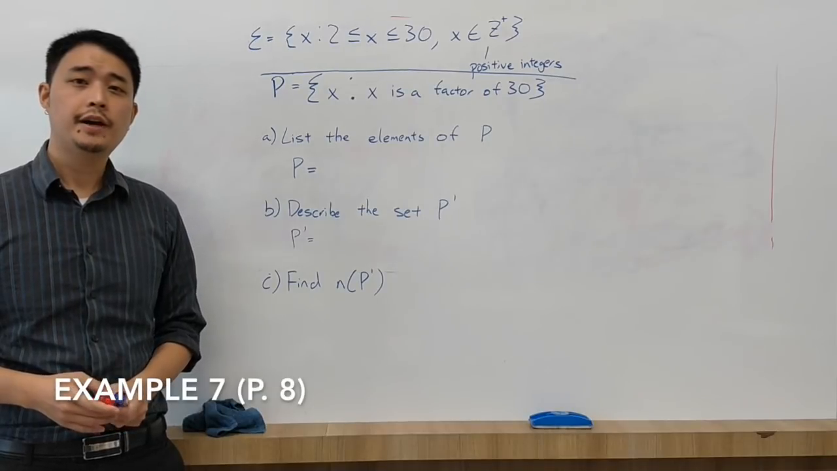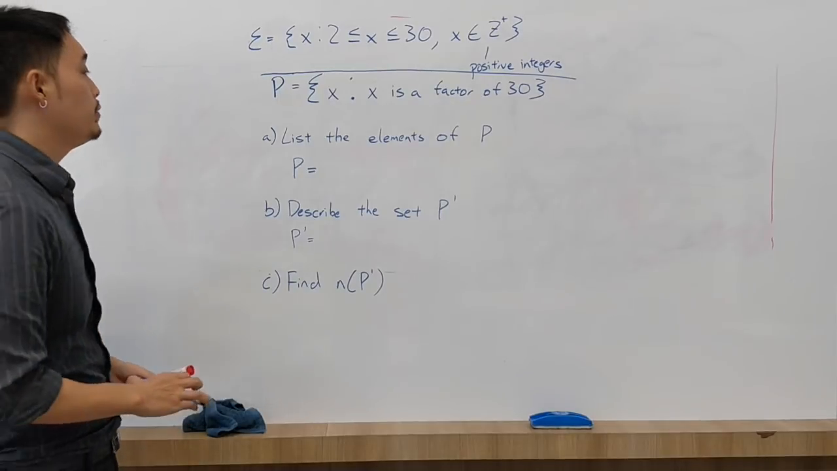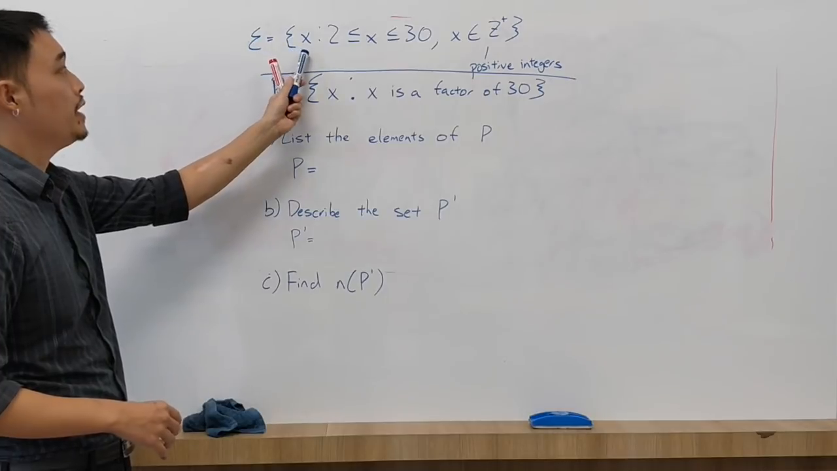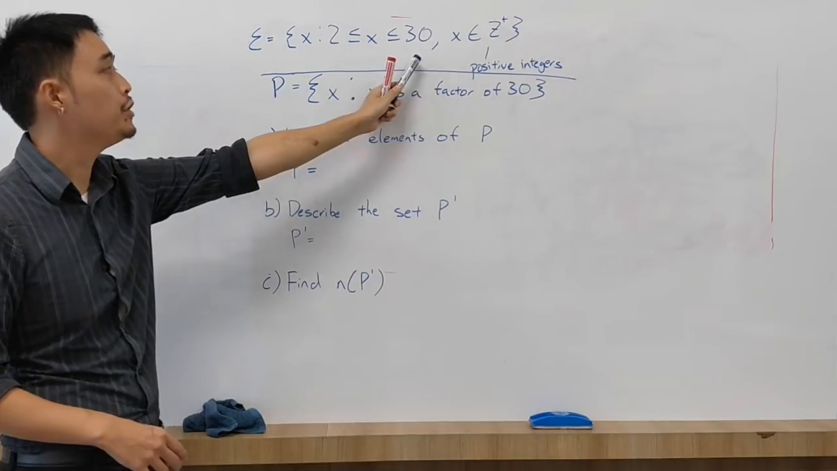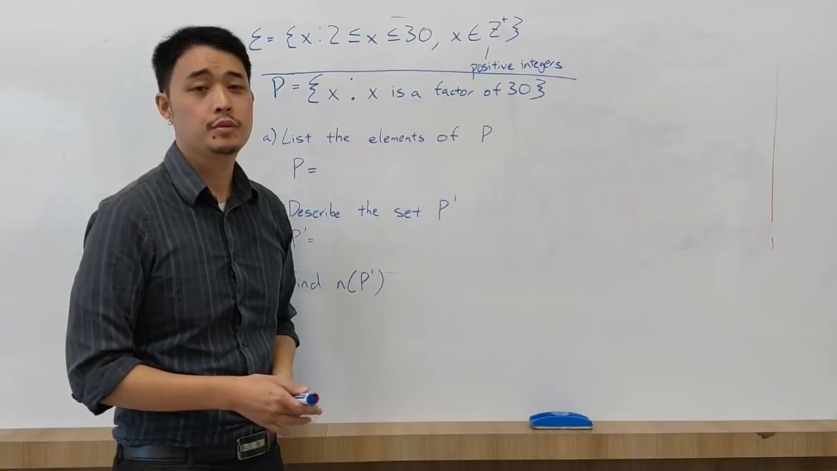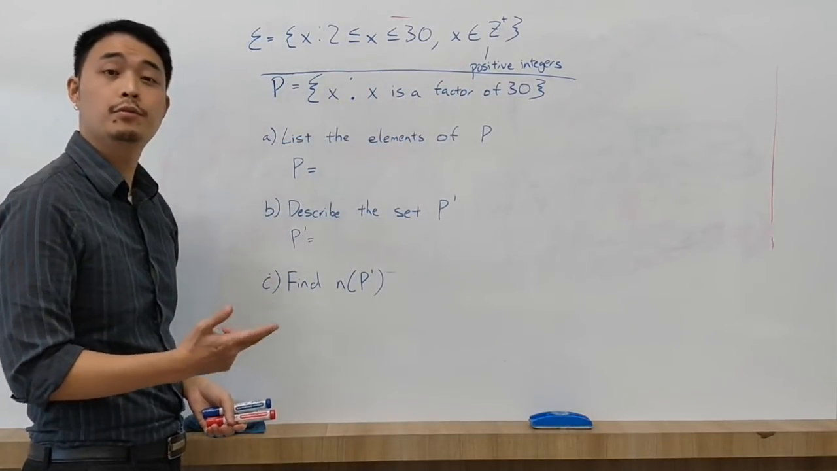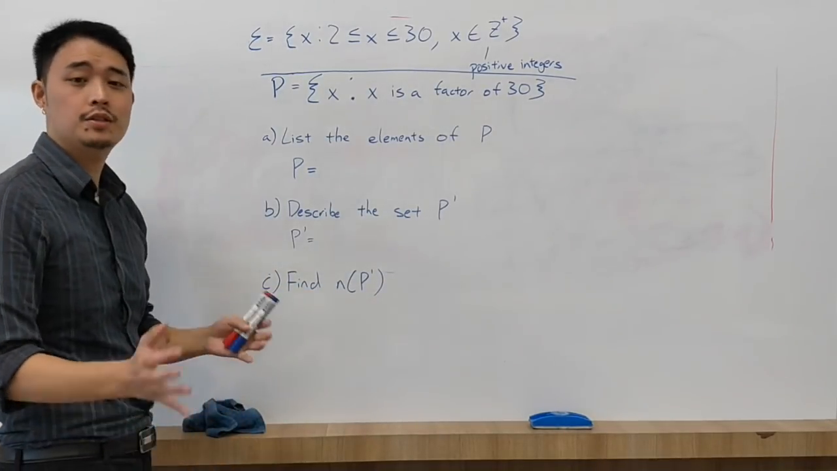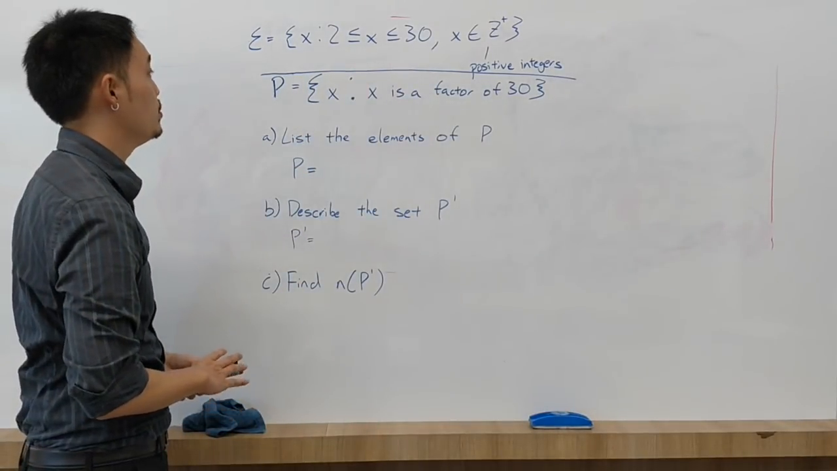Okay, guys, I know you're tired, but this is the last example, and this is example 7 from your book. If you take a look at the problem, it says that the universal set is basically X, where X is all the numbers between 2 and 30, and X is a member of the positive integers. That's what Z plus means. So X is a positive integer between 2 and 30. That basically means X is 2, 3, 4, 5, 6, 7, 8, 9, all the way to 30. Not 2.5, not 6.8, no decimals, right? Just full numbers between 2 and 30.